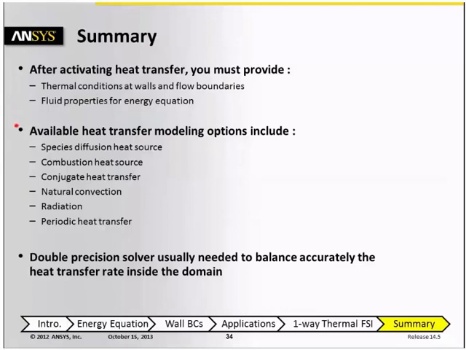Heat transfer modeling options that you can include in Fluent are species diffusion heat sources, combustion heat sources, conjugate heat transfer, natural convection, radiation, and periodic heat transfer. It's often necessary when you're solving heat transfer problems to use the double precision solver in order to achieve a low energy imbalance over the boundaries of the domain.